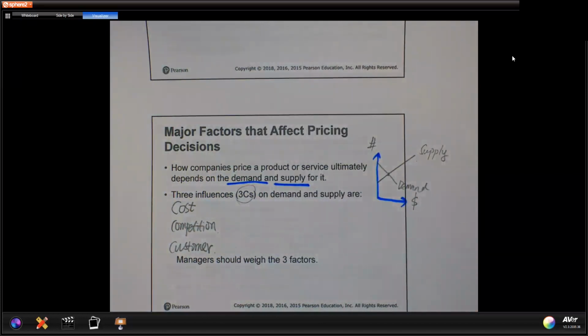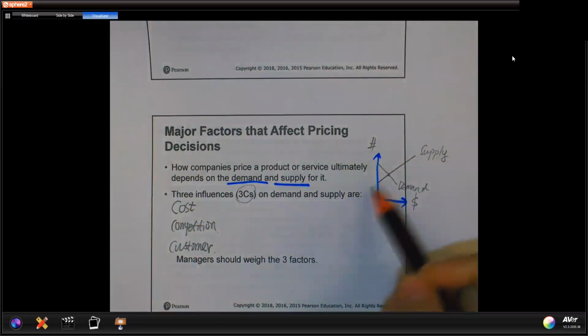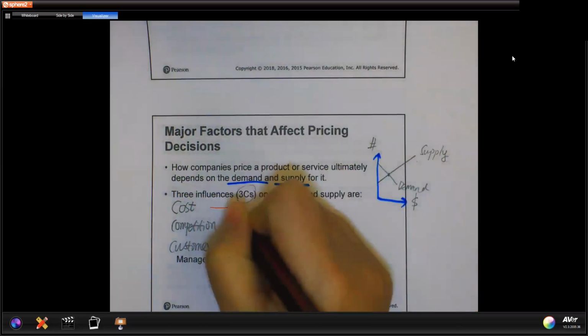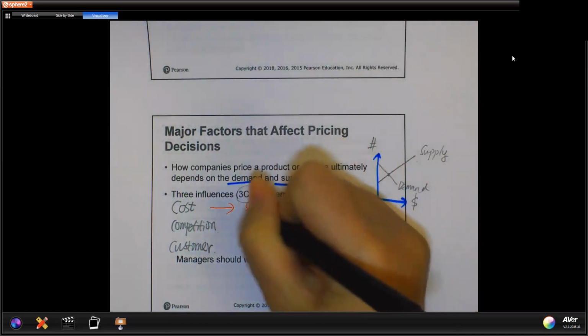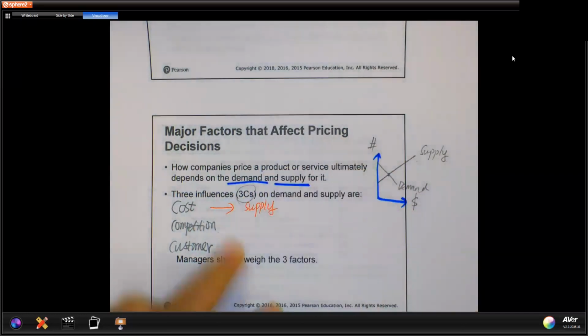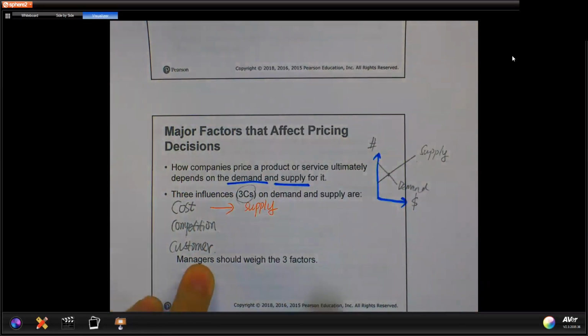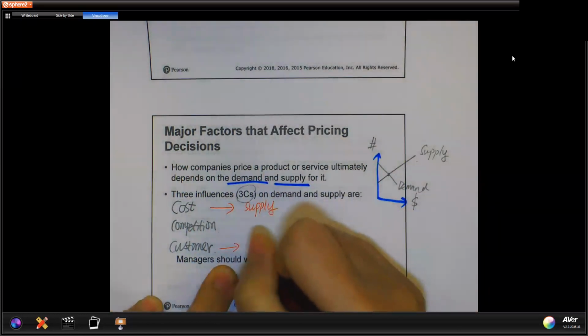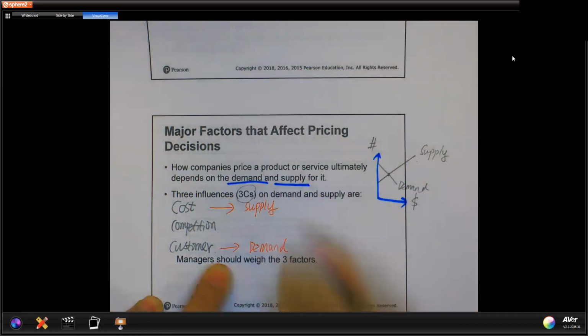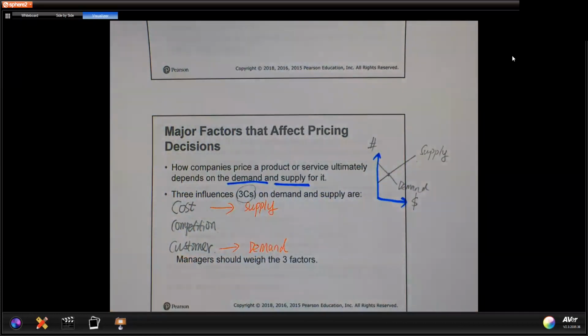How do they affect which line? Cost will affect your supply, because if the material and the labor are too expensive, then there will be less supply. The customer will affect your demand, right? If you have more customers, the demand will be high, so you can sell at a higher price. And the competition is in the middle, it affects both supply and demand.